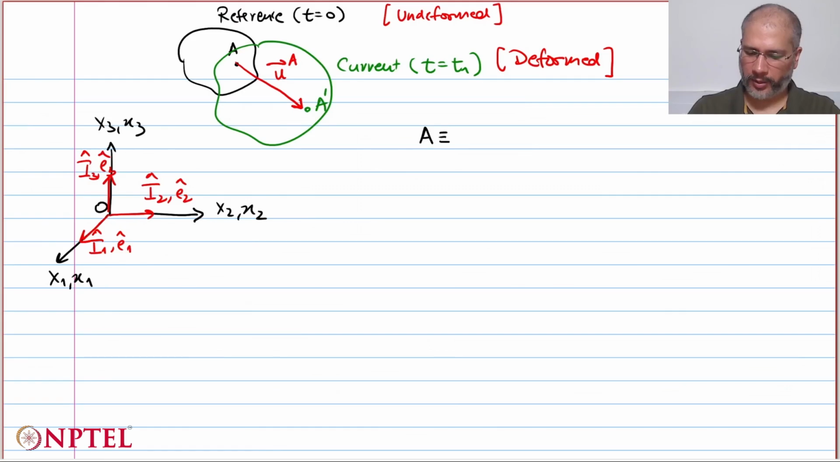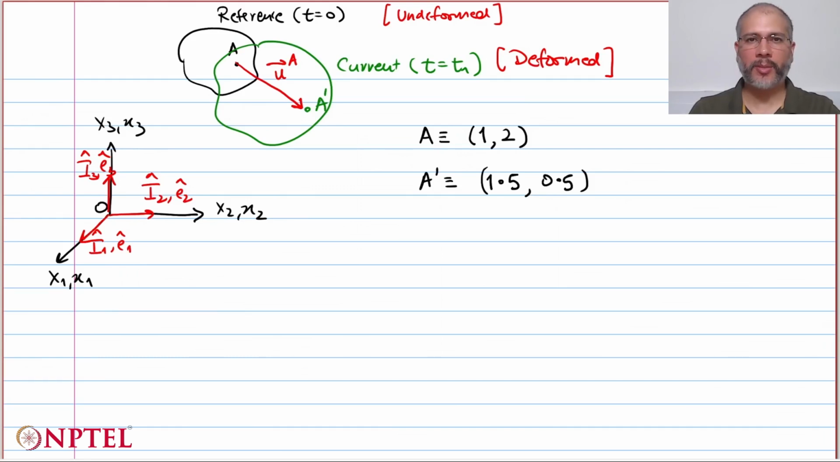For understanding, let us give these points some coordinates. Let's say the point A is at coordinates (1, 2), and then A prime, which moves to the right, let's say it is (1.5, 0.5). So these are the coordinates of the points A and A prime, which denote the same physical material point A. So the point A moves from (1, 2) to (1.5, 0.5) from the reference to the current configuration.